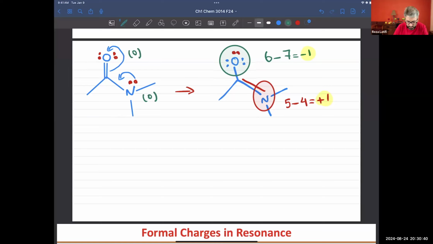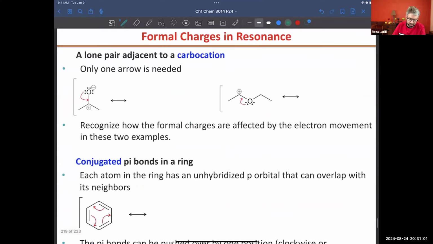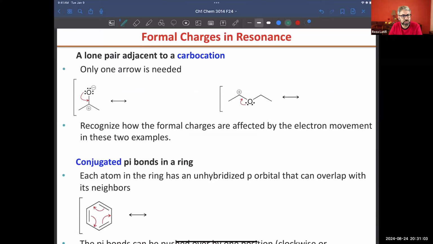What's the best Lewis structure? A or B? Which one is more stable? Clearly, A is more stable than B. Why? Because all atoms are octeted, and also the formal charges are equal to 0. So A is the best Lewis structure. We will continue the slide.